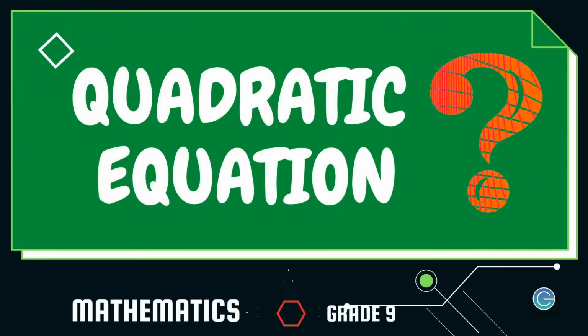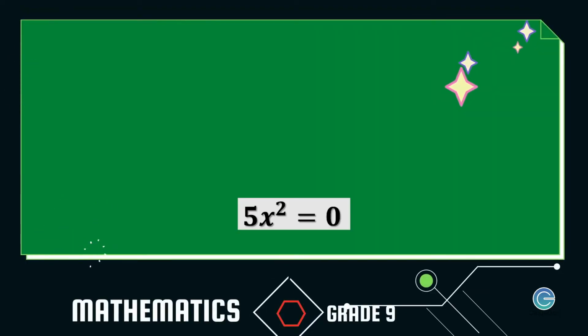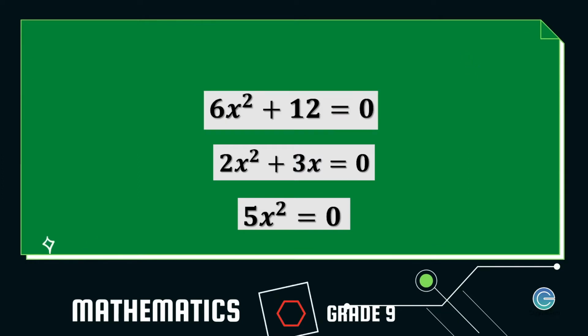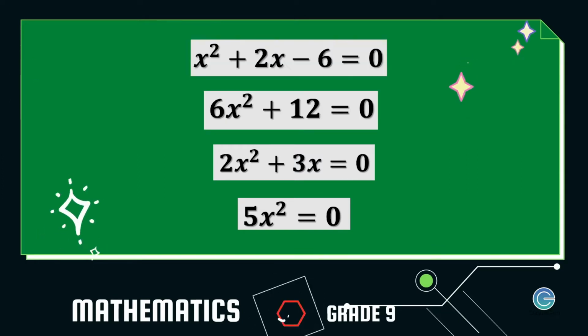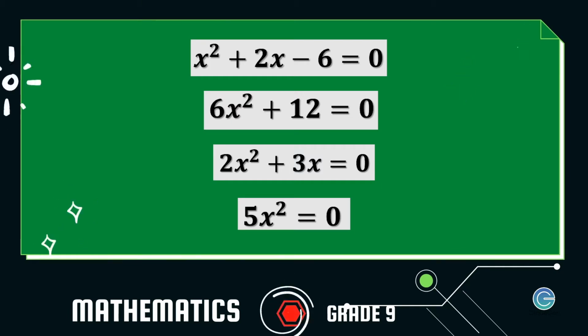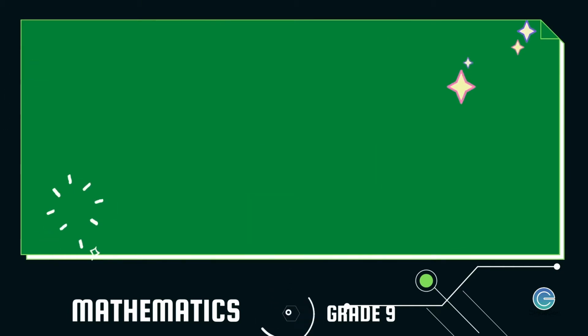First of all, what is a quadratic equation? You probably encountered equations like this before. 5x squared equals 0, 2x squared plus 3x equals 0, 6x squared plus 12 equals 0, and x squared plus 2x minus 6 equals 0. All of these are quadratic equations.